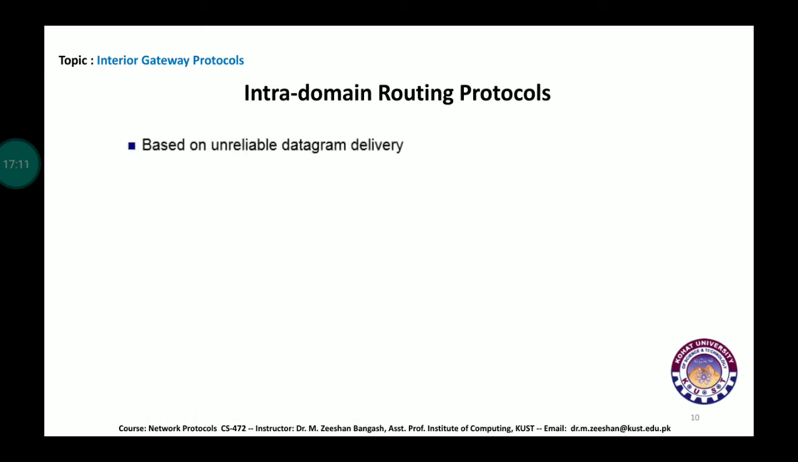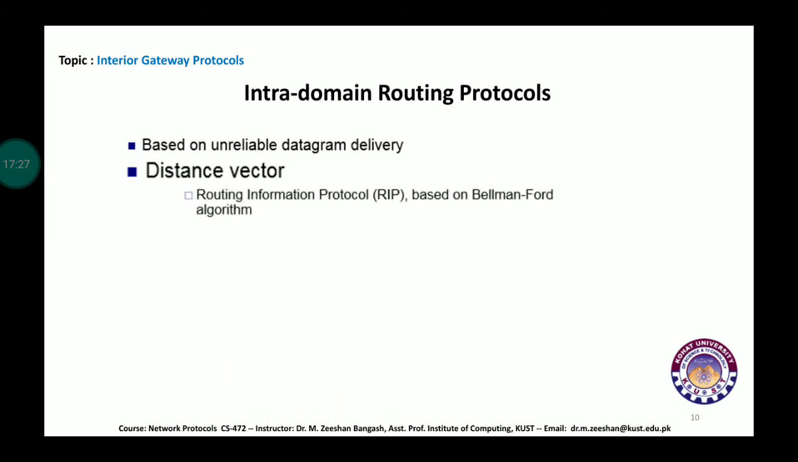Now, inter-domain routing protocols provide basically unreliable data delivery. We already know that from the basic concepts of routing. When we consider distance vector, it is the example of the distance vector routing algorithm, and it is based on the Bellman-Ford algorithm.